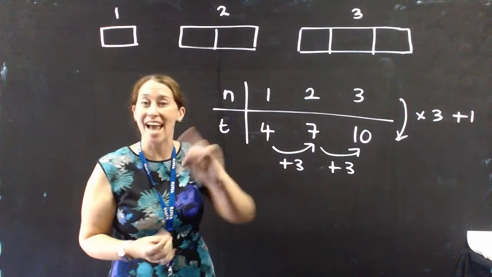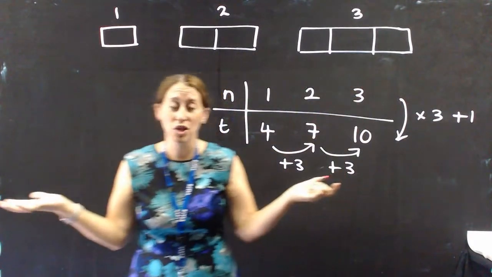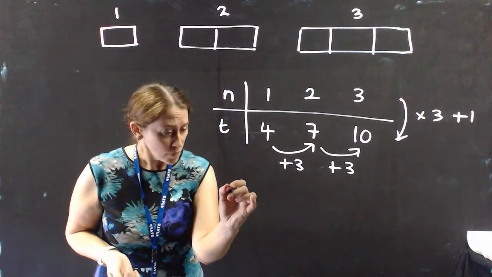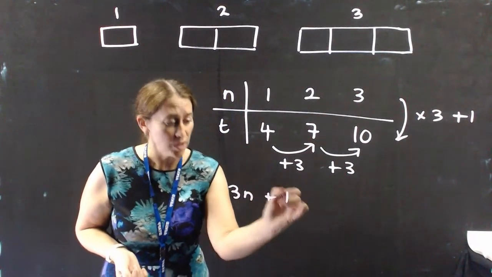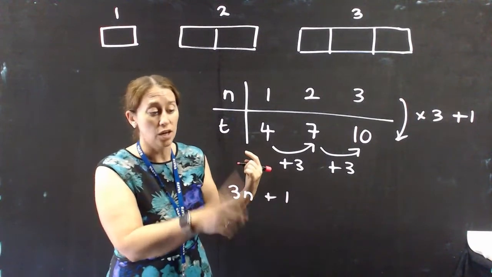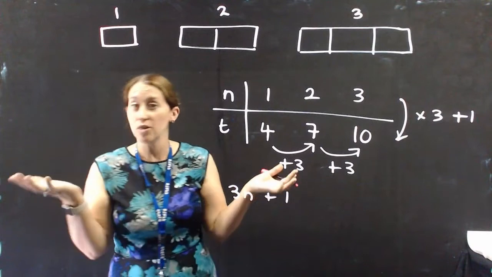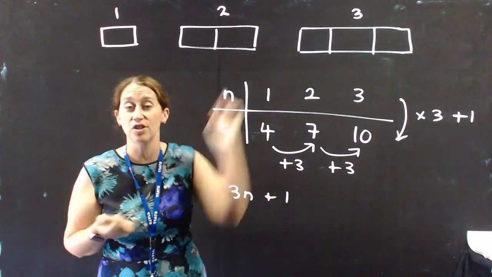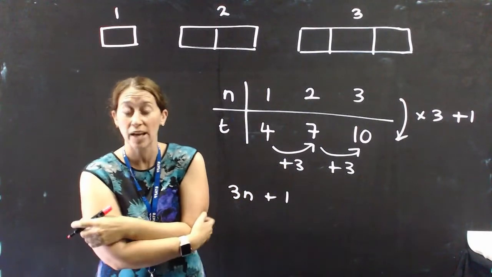We now can say to get any term number, so the 100th term, all we need to do is multiply by 3 and add 1. So let's do it. N is 100. 100 times 3 is 300 plus the 1, 301. There would be 301 edges if we were to draw the 100th pattern.